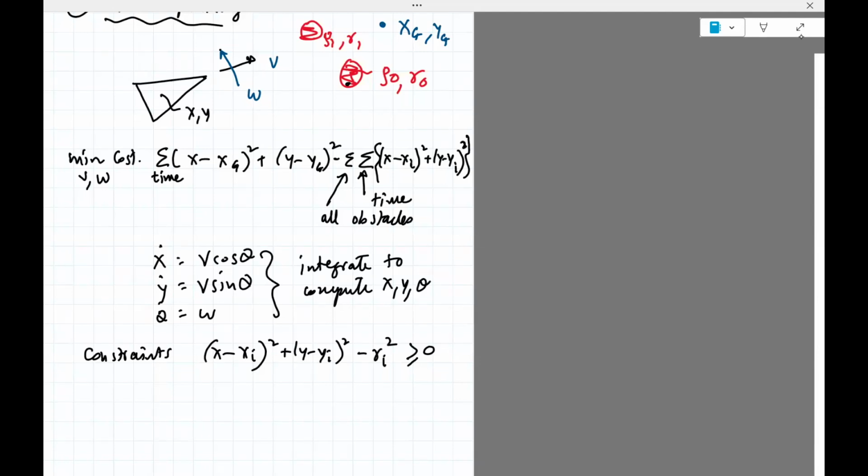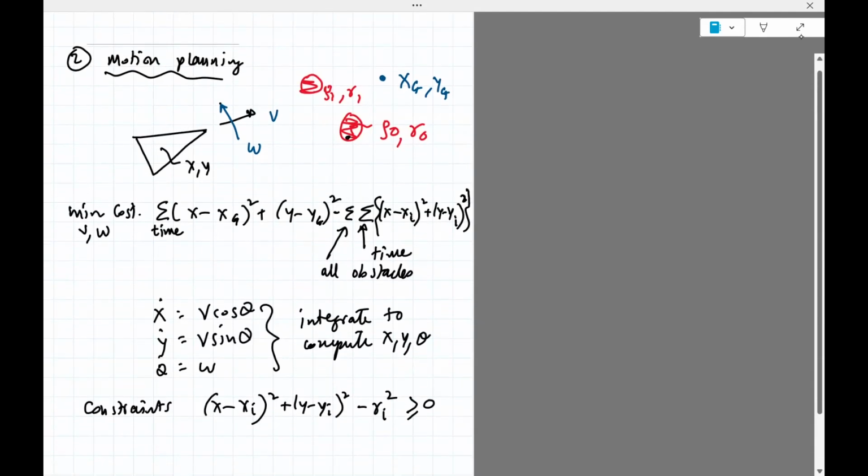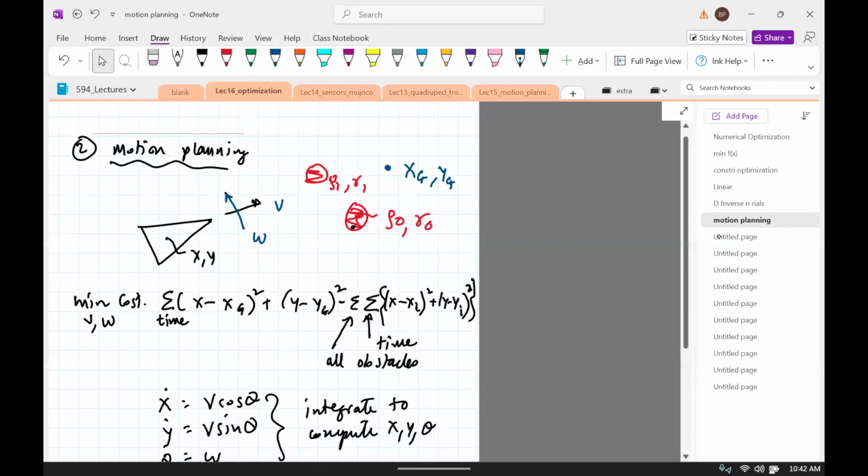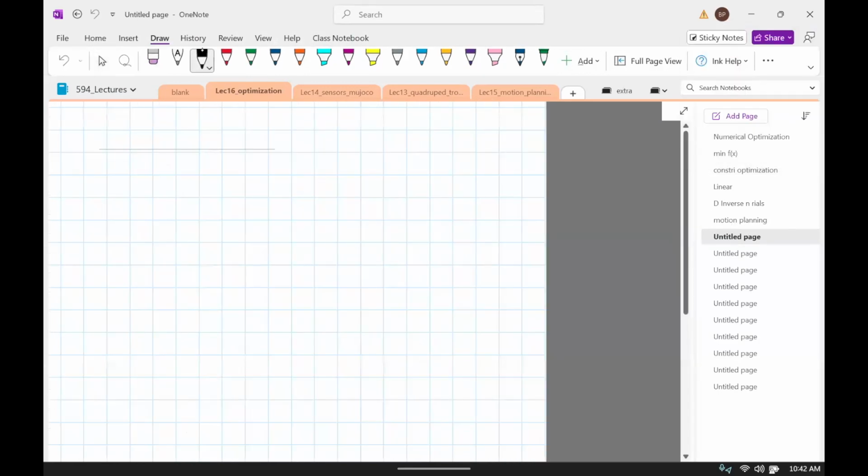Now, what happens in the real world is that if you're trying to plan over 100 seconds or a really long time, this method is going to fail, because then you're going to do a very big optimization. So what is done is there's a method called Model Predictive Control, and I'll show you code for this.